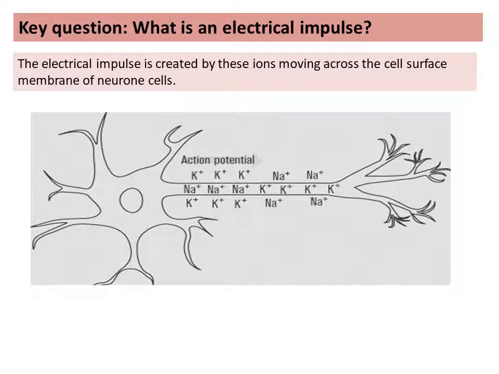So if we look at this simple diagram here of a motor neuron, we can see we've got two really important ions that we're interested in here. We've got potassium ions and we've got sodium ions, and it's their relative positions inside and outside of the axon which determines whether or not they are resting or whether they're actually allowing an impulse to pass along.